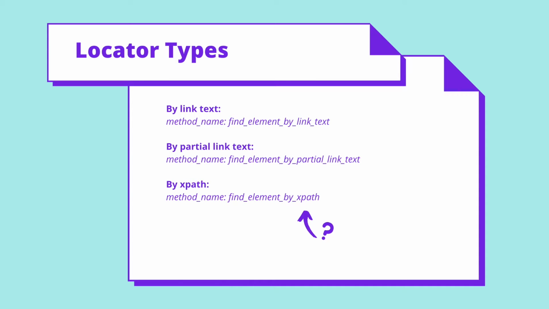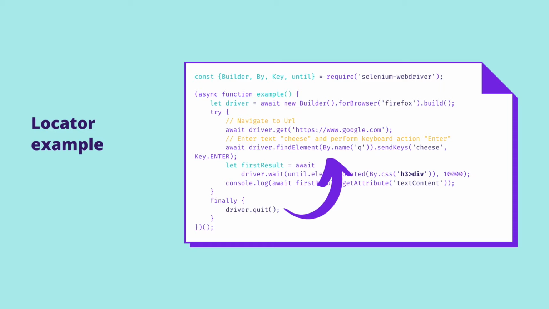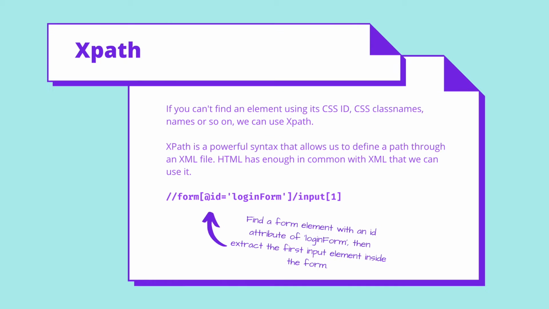XPath is a very powerful locator, and it's something I'd like to go into in a little more detail. Before I do though, let's loop back to our JavaScript example. You can see here I have a findElement call and I use by.name. The combination of findElement and by.name means that I'm using a name attribute locator, which is provided by WebDriver.